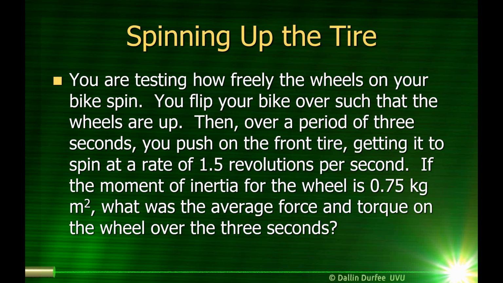Okay, so let's consider this. You're testing how freely the wheels on your bike spin. So you flip your bike over such that the wheels are up. Then over a period of 3 seconds, you push on the front tire, getting it to spin at a rate of 1.5 revolutions per second. If the moment of inertia for the wheel is 0.75 kilograms meters squared, what is the average force and torque on the wheel over the 3 seconds?